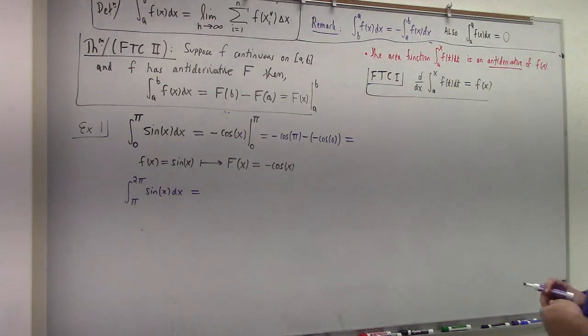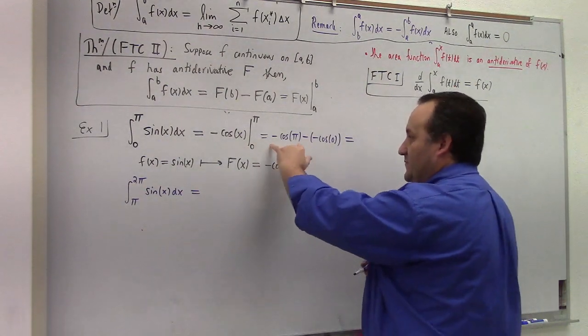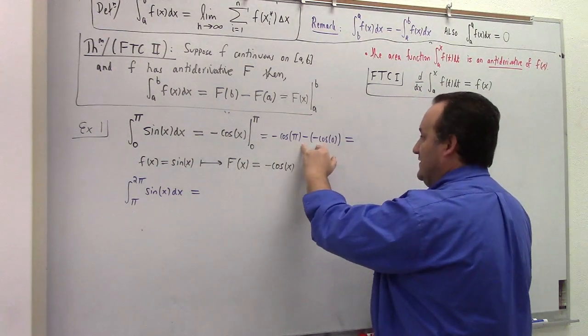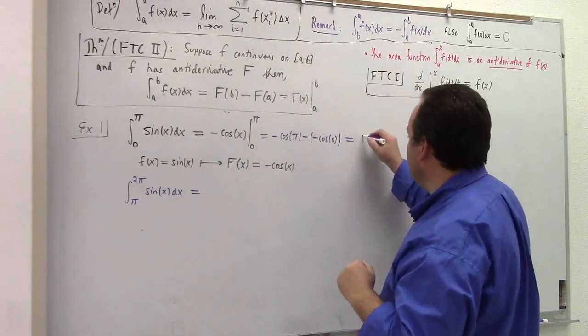Cosine of pi is -1, right? So minus a minus 1 is 1. And cosine of 0 is 1. So minus a minus, we get 1 plus 1. We get 2.